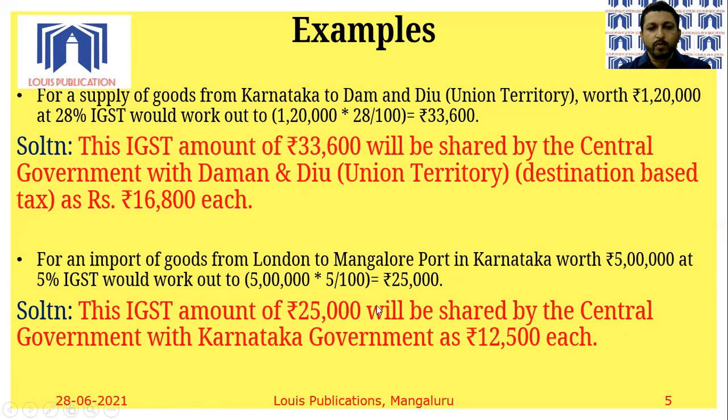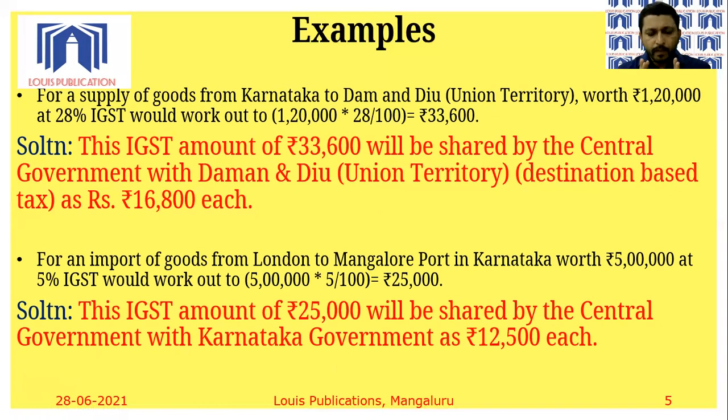This IGST amount of 25,000 will be shared by the central government with the Karnataka government as 12,500 each. So 12,500 will be retained by the central government, and another 12,500 will be given to the Karnataka government, because the importer belongs to the state of Karnataka. So I hope these examples of the dual aspect of GST, or dual factor, are very, very clear.